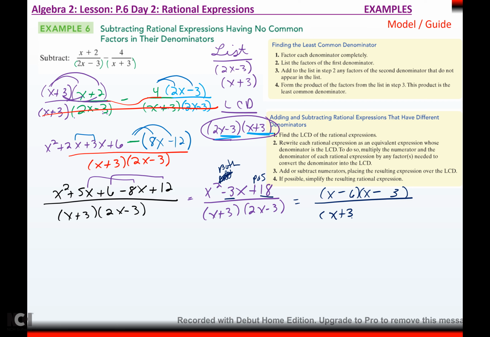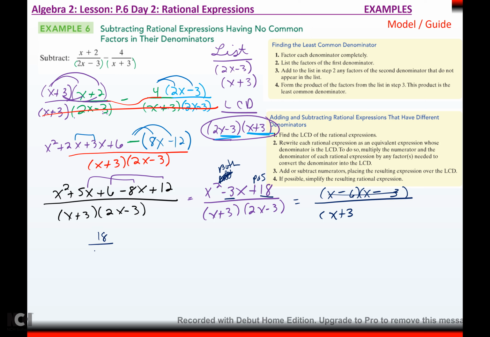Oh, wait a second. That doesn't work. I get the plus 18, but in the middle that's going to give me a negative 9x. Oh, let's think about this. Did I screw something up? No. 8x, that would be negative 8x, and that would be positive 12. Okay, so let's try and factor again.